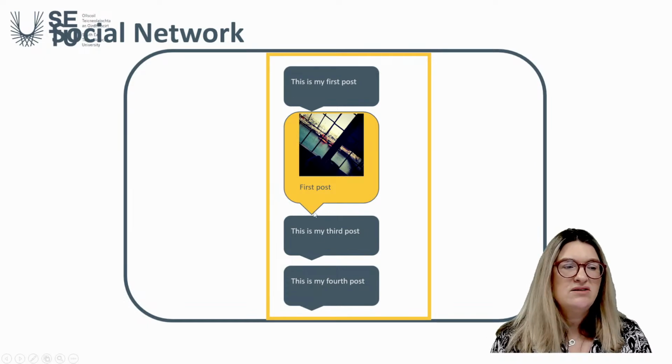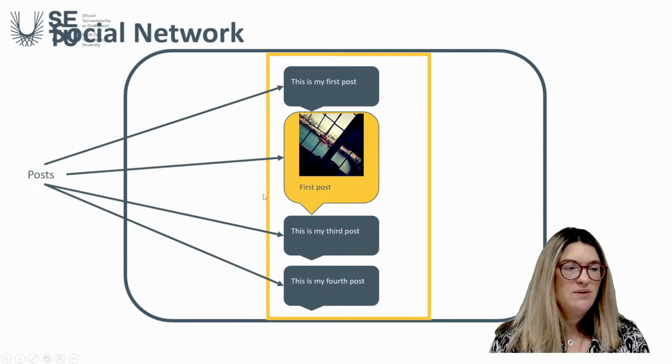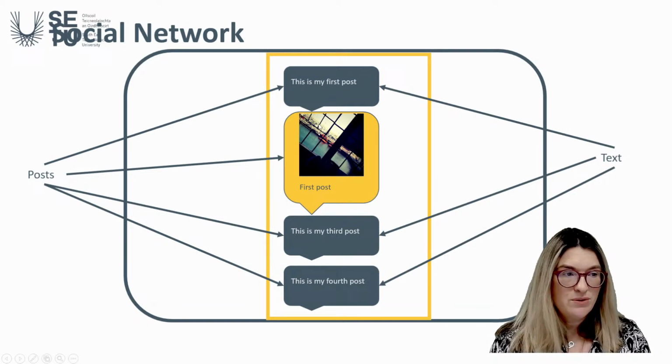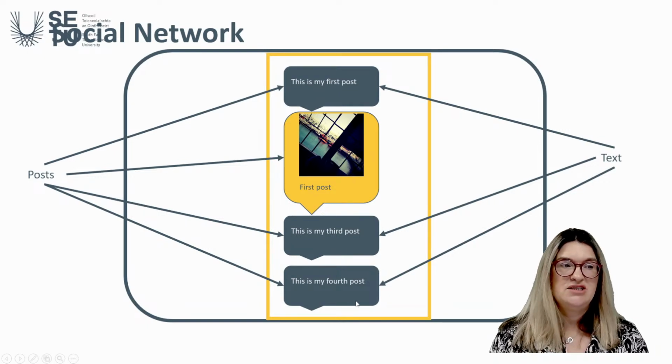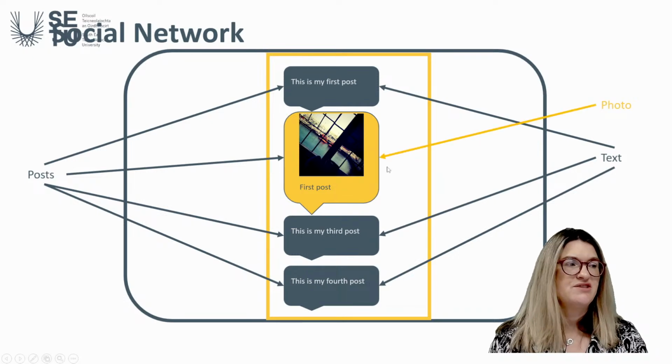So we want it to look a little bit like this. We want to be able to have a message, a photo with a caption, a message, and a message maybe. So these are all our posts, and this is our text. They're all posts, but this one is a photo post, and these are message posts. And this is our caption on our photo post. I should say first photo.